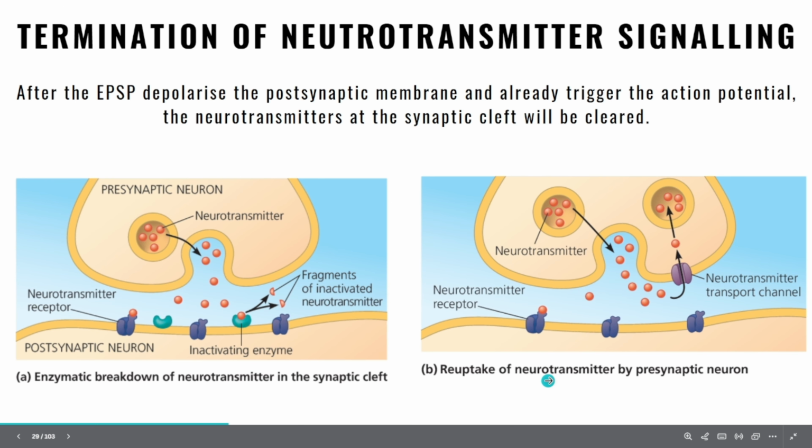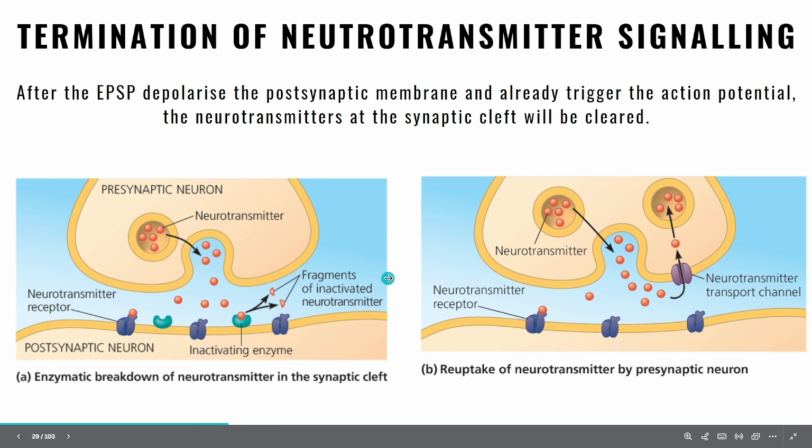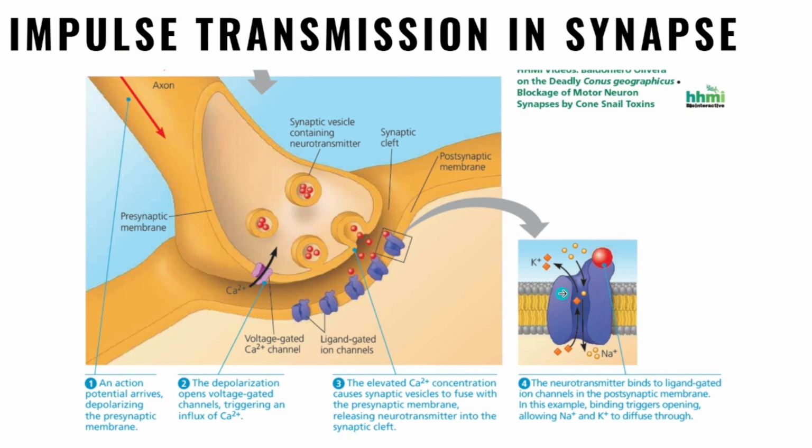Another way is reuptake, recycling. Once the neurotransmitter has bound to the receptor, it will go back to the presynaptic membrane, diffusing into the presynaptic neuron through the neurotransmitter transport channel. So these are the two major pathways by which the neurotransmitter is cleared.